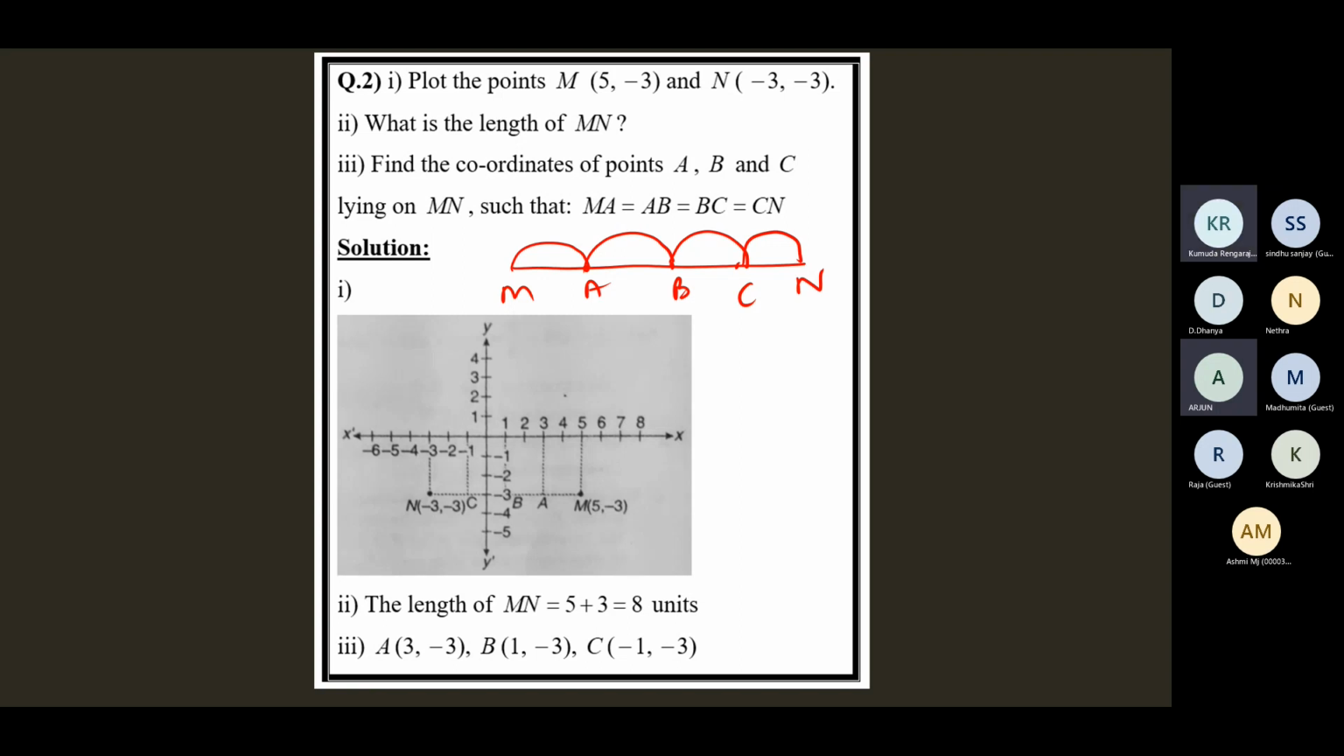So now let's first find the coordinates of B, which is the midpoint of MN. B will be the midpoint of MN. Do you all agree with that? Because see here, there's one part here, one part here, one part here, one part here. So these two are equal. B will be the midpoint of MN.